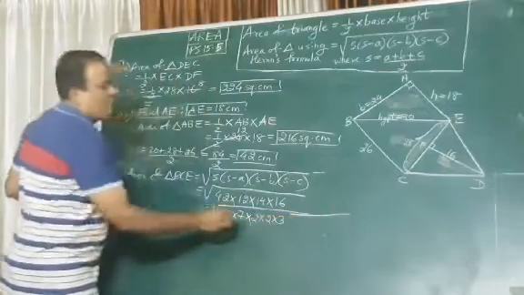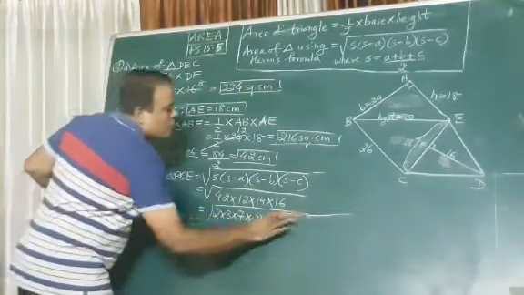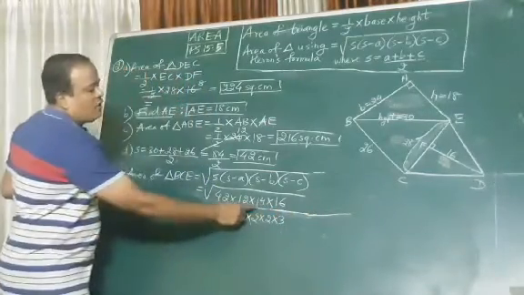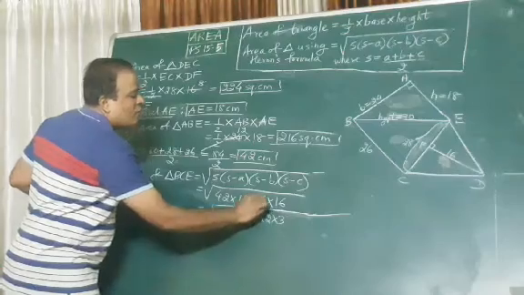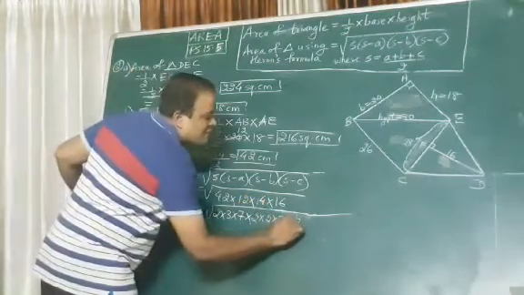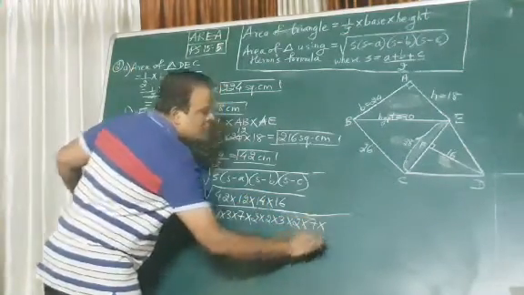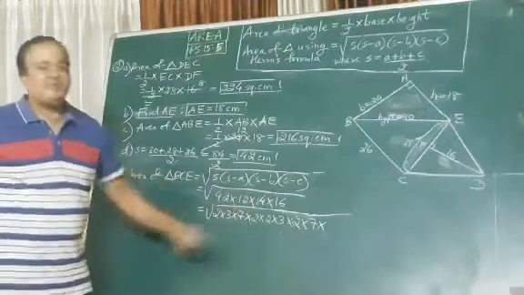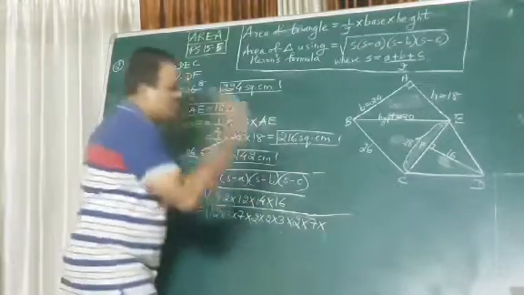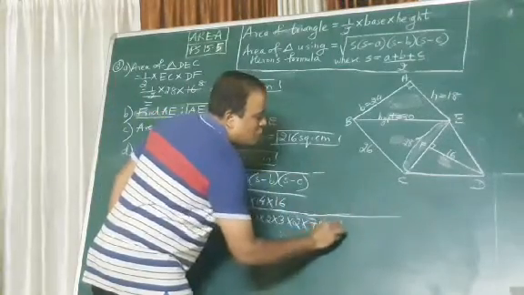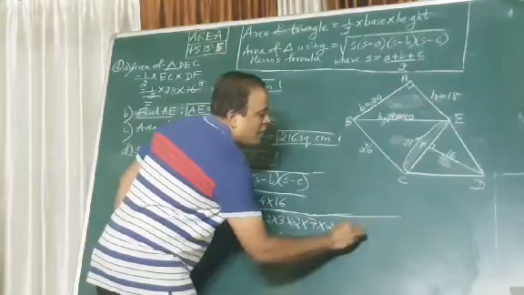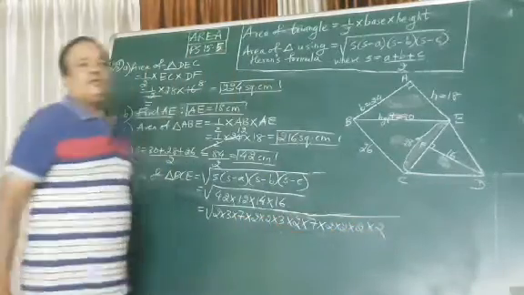Then 14. What are the factors of 14? 2 7s. Very easy. And then what are the factors of 16? All 2s. 2 2s are 4, 4 2s are 8, 8 2s are 16. Easy?